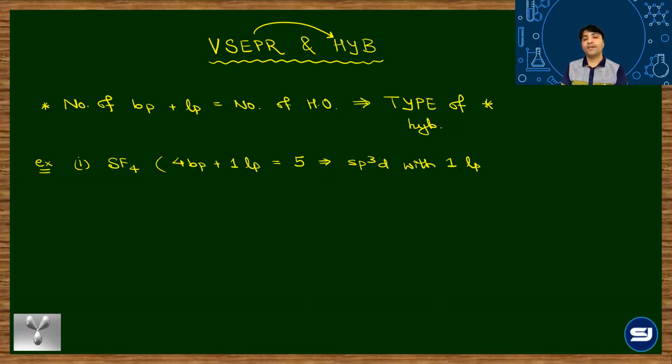So is it going to be a perfect geometry or not? Not. It is not going to be a perfect geometry. So what is the shape? Seesaw. That's it. So now, till the VSEPR theory, we had talked about SF4 having a seesaw shape. But now we have also got the hybridization, that is SP3D. So humne kuch nahi kiya, BPLP ka jo number aata hai, usi ke basis pe we can directly get the hybridization type.